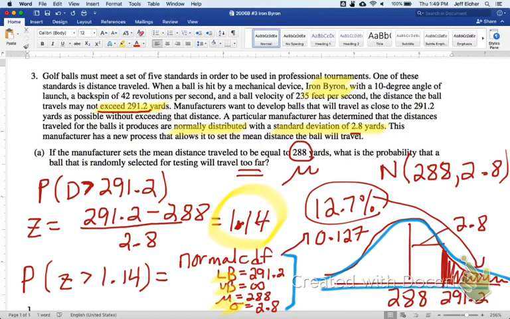Let's look at question B. I believe we're going to have to remember this number though. So 0.127. I think we're going to need that on question B. So let's take a look at question B.